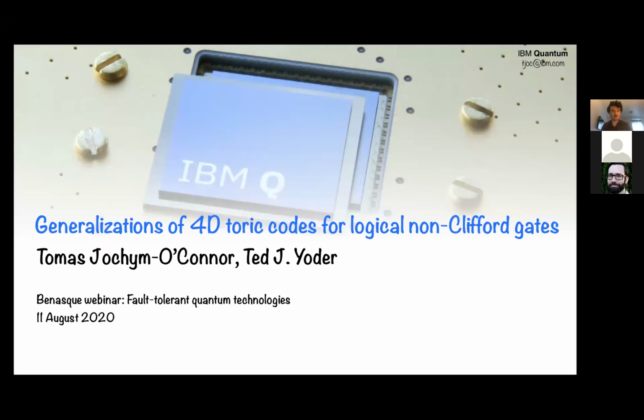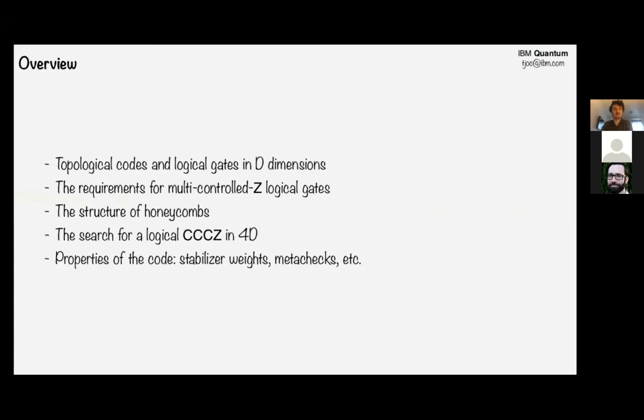So yeah, this is work that I have done with Ted Yoder at IBM, and it's about 4D toric codes and how to get logical non-Clifford gates in 4D toric codes. And this work should be appearing shortly on the archive.